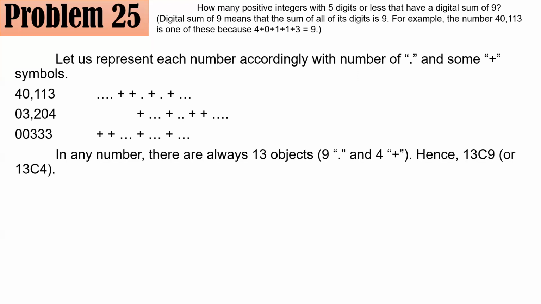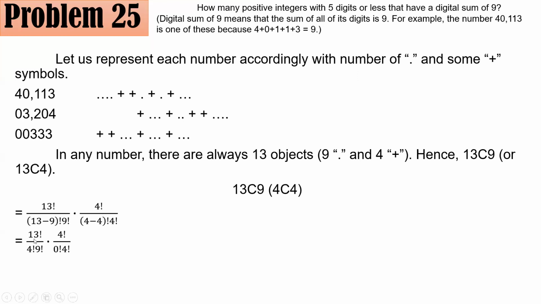In any number that satisfies the condition, there are always 13 objects. That's nine dots and four plus symbols. Hence, you could have 13 combination 9 ways. Or you could also have 13 combination 4 because they are just equal with one another. Or to make the long story short, you could have 13 factorial all over 4 factorial, 9 factorial, which simplifies to 715.